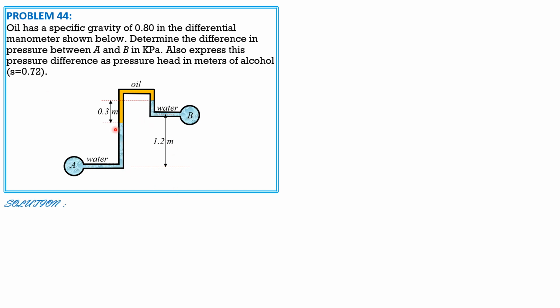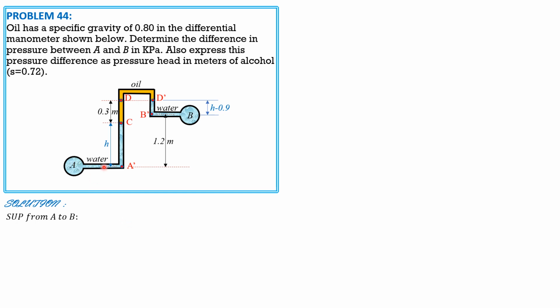For the solution, let's call this height of water as H as shown. Then we mark important points here: A prime, here C, D, D prime with the same pressure, then B prime, same as that of B. And by the way, this is H plus 0.3, then minus 1.2, this height here: H plus 0.3 minus 1.2, so H minus 0.9 as shown. So sum of pressure from A to B.